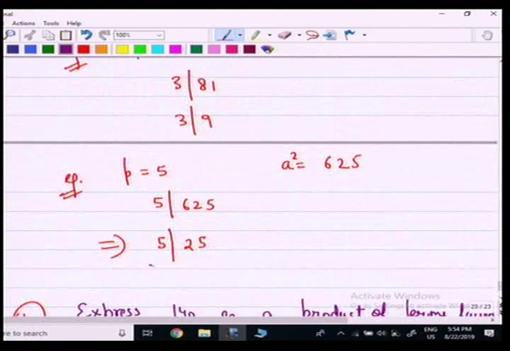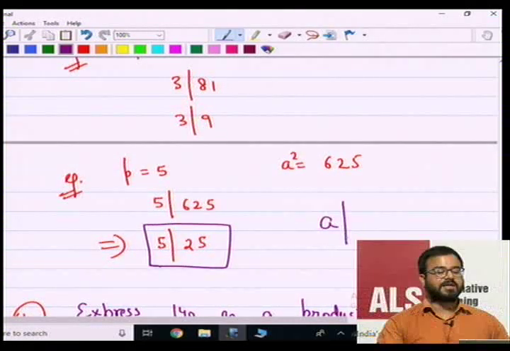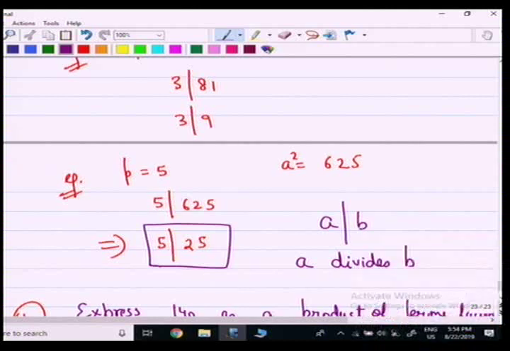It should be 5 vertical line 25, because in the starting I have told you, if it is written like this, A divides B. So here A is the divisor, B is the dividend. Same over here also, 5 is the divisor and this is the dividend.